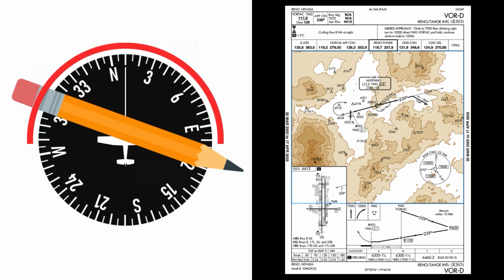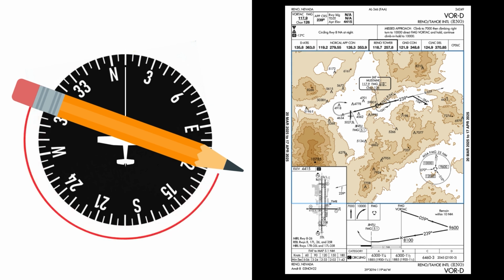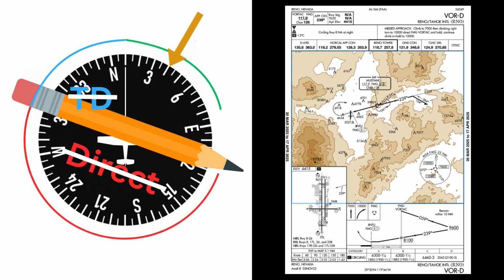Now look for your outbound heading on the outside of your heading indicator. If that outbound heading is down here, you perform a direct entry. Our outbound heading is here at 41 degrees, so direct isn't an option. If the outbound heading is between your pencil and your current heading in that small piece of the pie, perform a teardrop entry. Our outbound heading is 41 degrees over here in the big piece of the pie, so we need to perform a parallel entry.